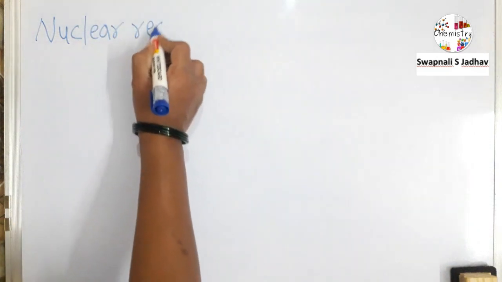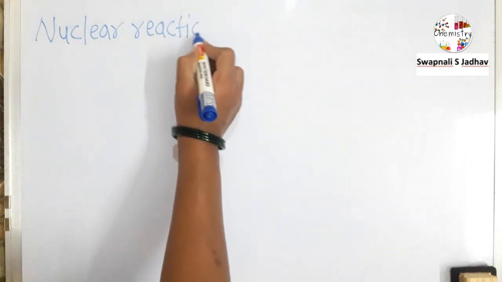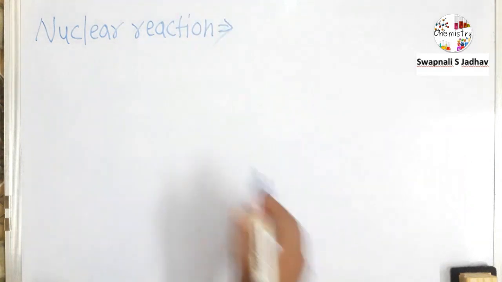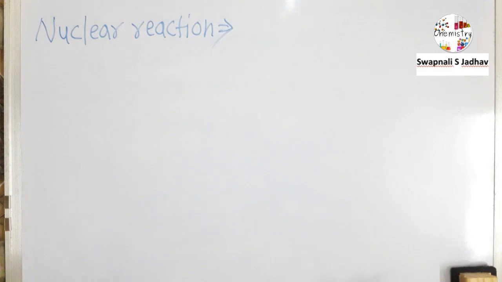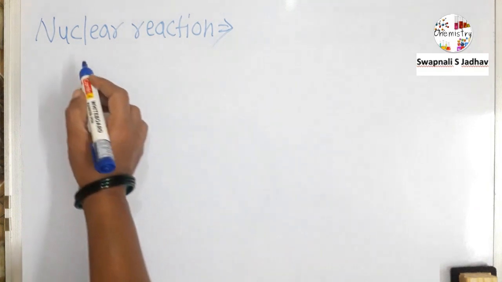Nuclear reaction. What is meant by nuclear reaction? The reaction in which the nucleus of an atom undergoes transmutation is called a nuclear reaction.